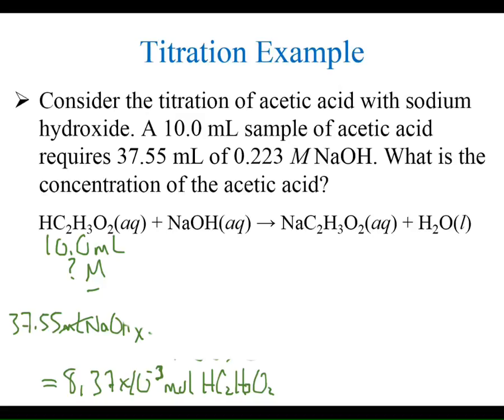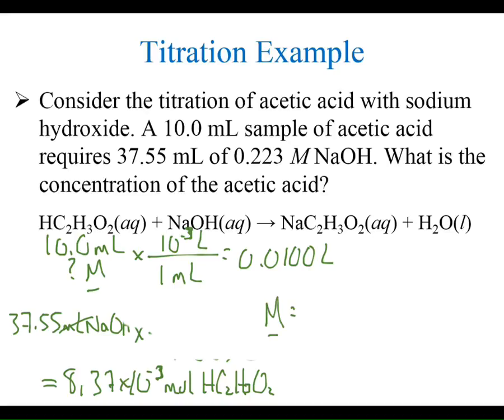So I want molarity, which is moles per liter. Got my moles. What's my liters? Let's turn 10 milliliters into liters. 1 milliliter is 10 to the negative third liters. So 0.0100 liters. So my molarity is 8.37 times 10 to the negative third moles per liter, over 0.0100 liters.